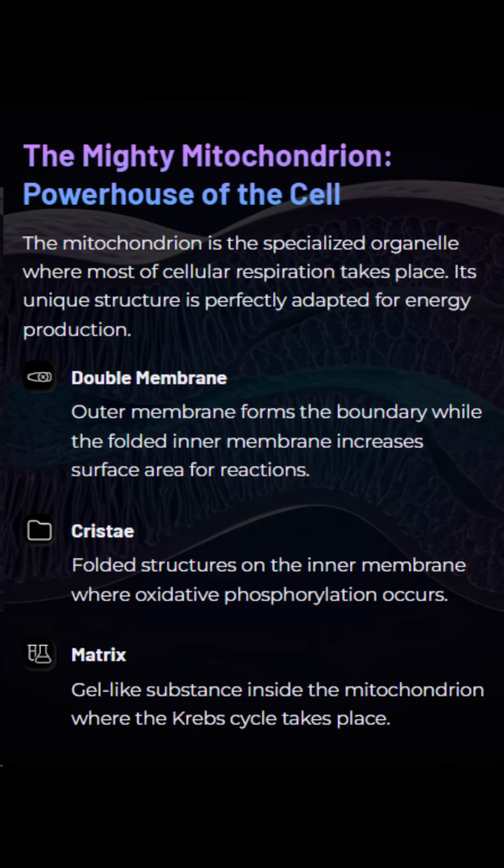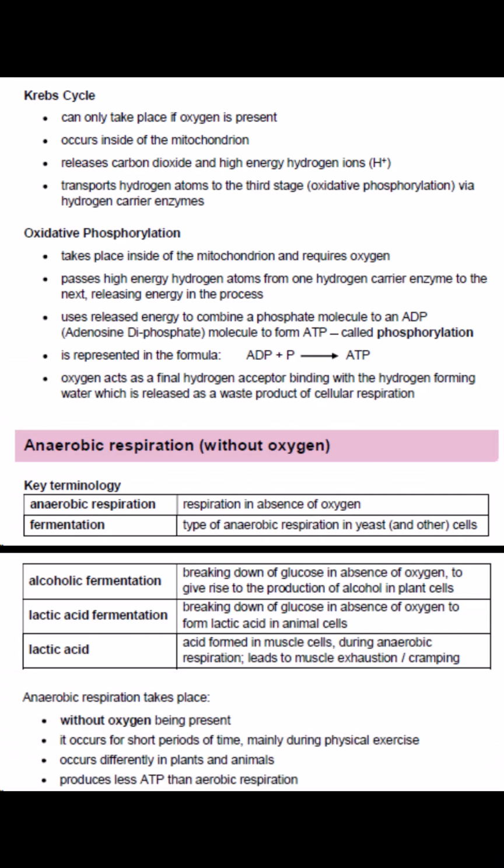Those high-energy hydrogens, or really their electrons, are passed along a chain of proteins in the membrane, like a tiny bucket brigade. Okay. As the electrons move, they release energy. And that energy is used to pump protons, hydrogen ions, across the membrane, building up a gradient, like water behind a dam. Right, creating potential energy.